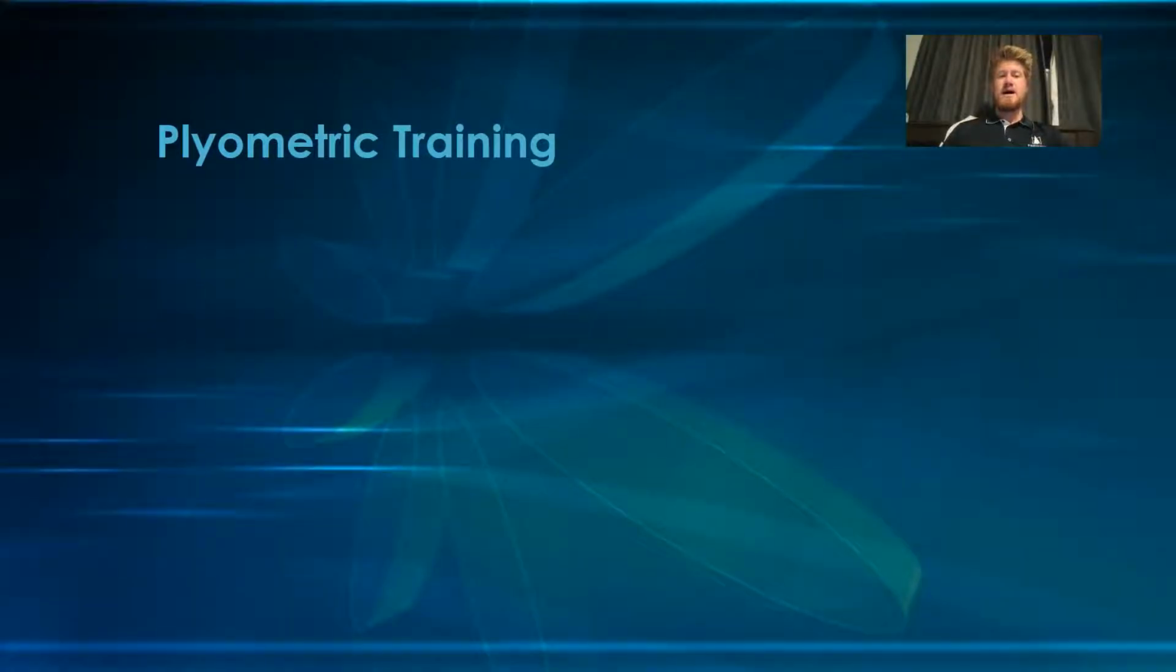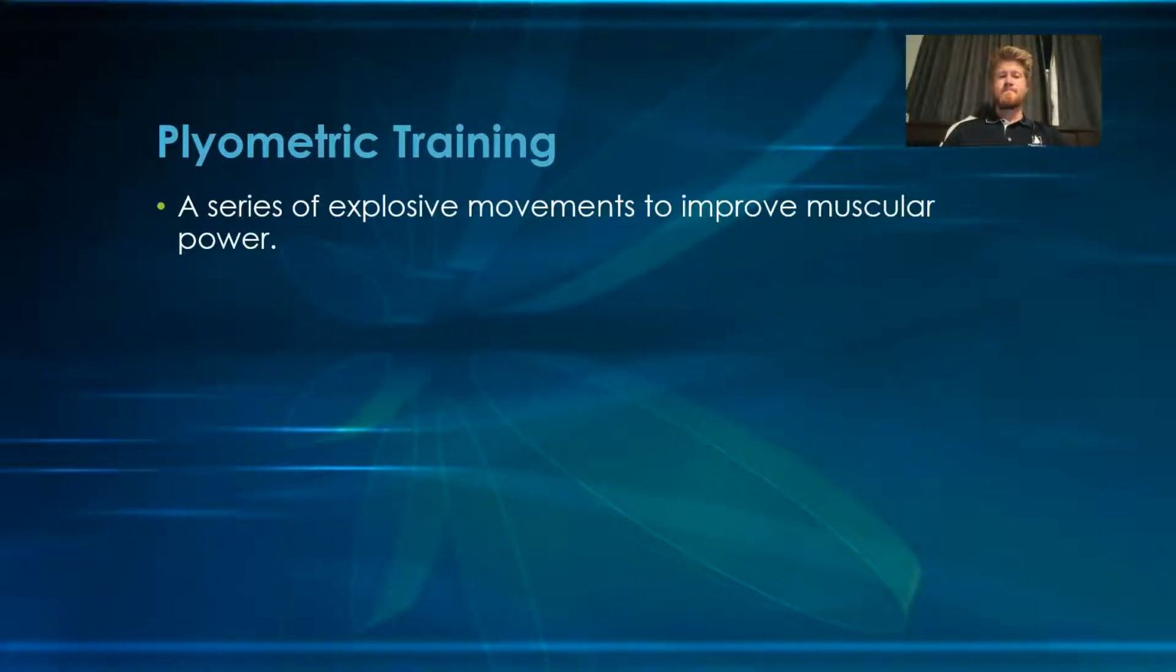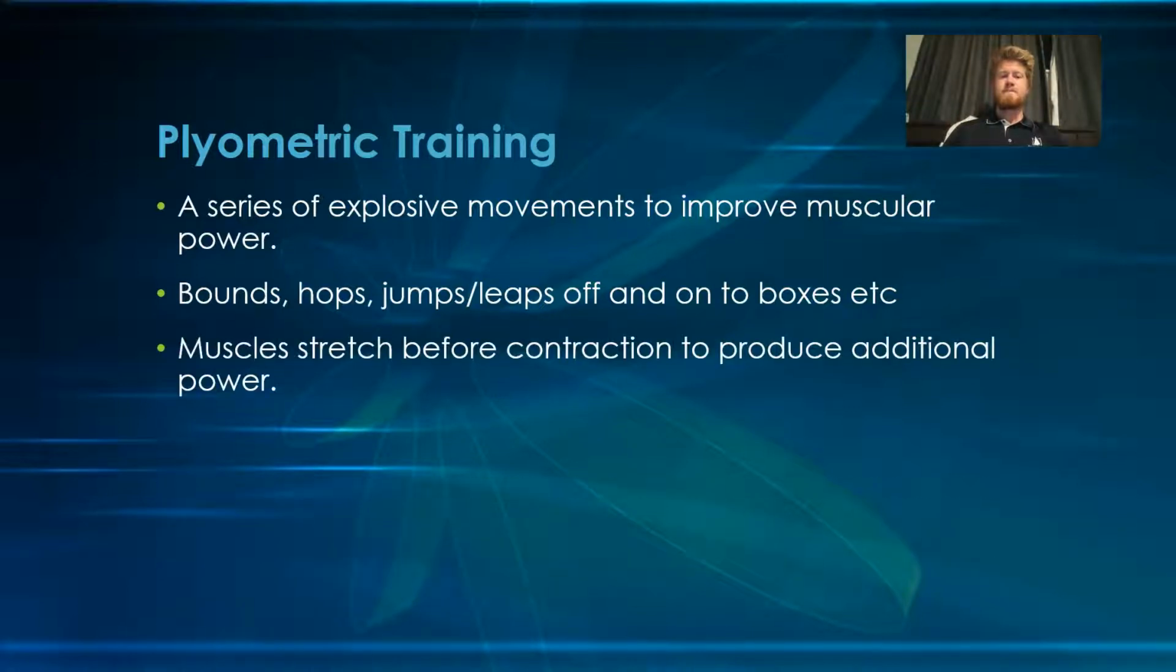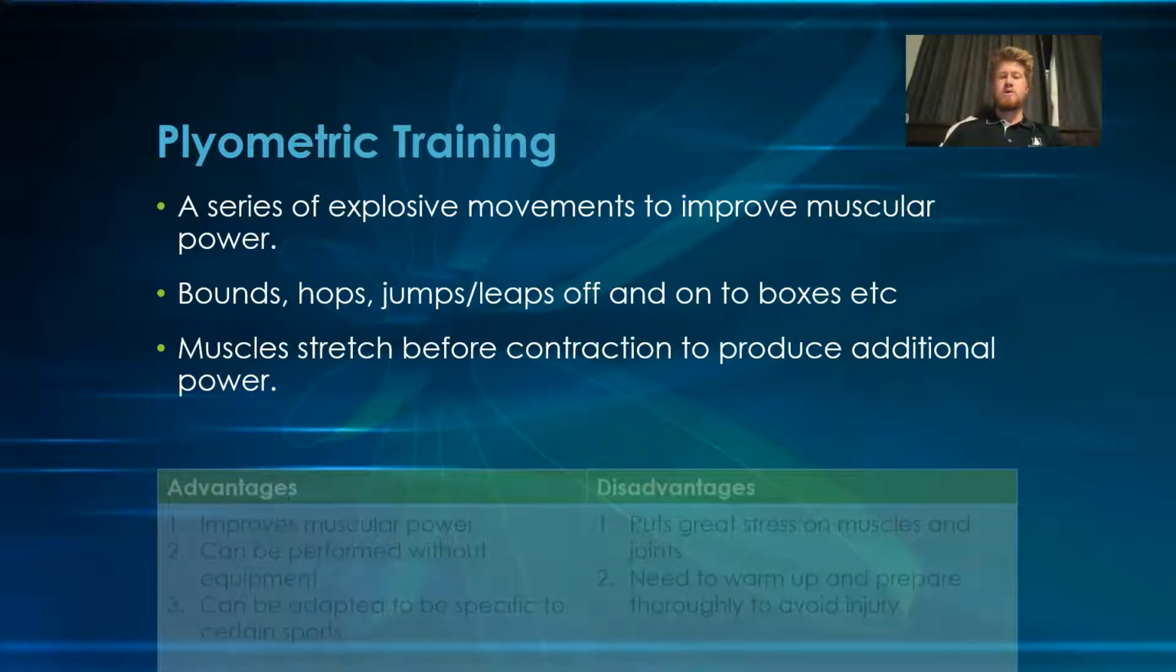Plyometric training. This is our last method of training. It's a series of explosive movements to improve muscular power. It includes bounds, hops, jumps, leaps off and onto boxes, etc. So doing a burpee, for example, with a big jump in it, that would be considered plyometric training. What happens is the muscles stretch before the contraction to produce additional power.